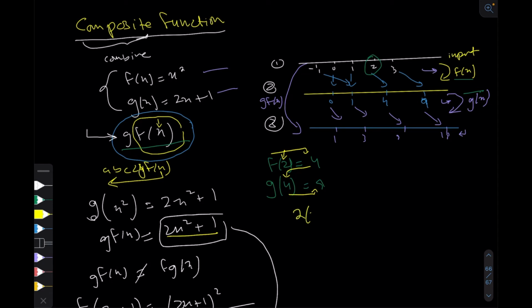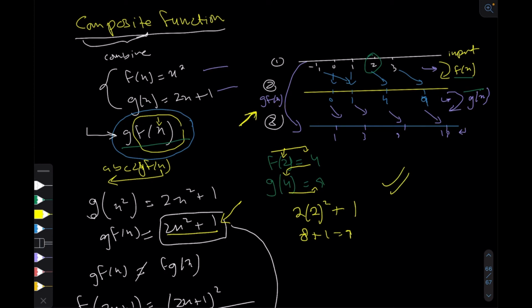So if I directly input 2 into it, it should also give me 9. If I directly input 2 into gf of x, it should also give me 9, and it certainly does, right? Because this is how it acts. So this is what composite functions are basically.